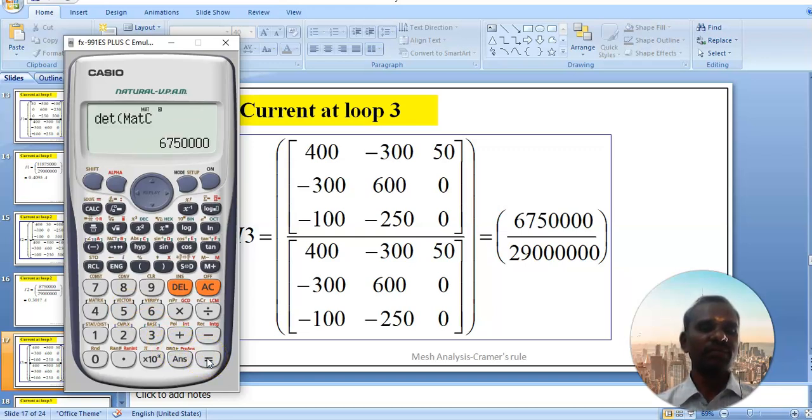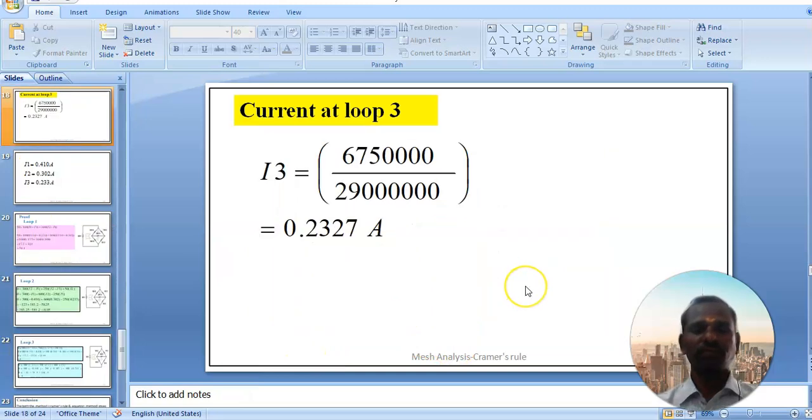So it is 675 followed by 4 zeros. Right. So it is divided by your determinant. The determinant is 29 followed by 6 zeros. So I will be getting the current value, it's 0.2327, which is approximately 0.233.